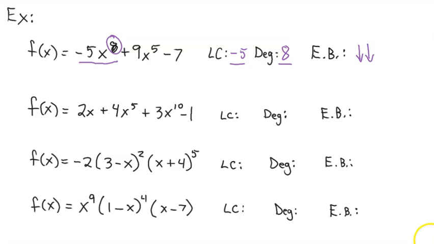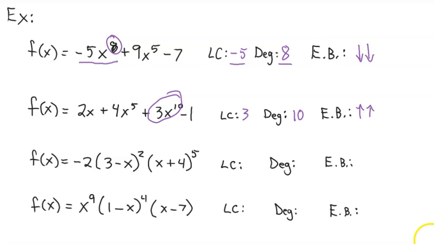Okay, on the second one here, this looks like our lead term right here, 3x to the 10th. So the lead coefficient is 3. That's positive. And the degree is 10. That's even. And so then the end behavior is going to be up, up, or positive, positive, okay?